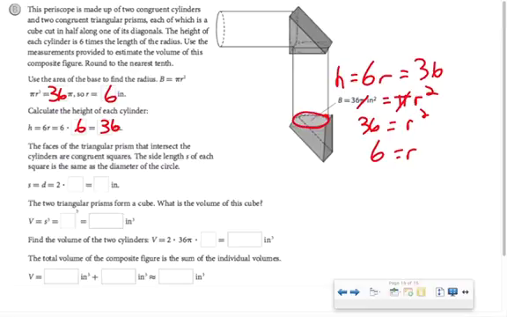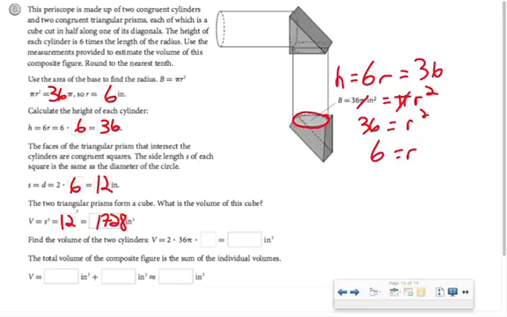The faces of the triangular prism that intersect the cylinders are congruent squares. So I know that the length of each side of that square will be equal to the diameter of the base of the cylinder. So the diameter is 2 times 6, which is 12. So 2 triangular prisms form a cube. What they did is they took these 2 triangular prisms and put them together to make one cube whose side length is 12. So they did 12 to the 3rd power, which is 1728 cubic inches.